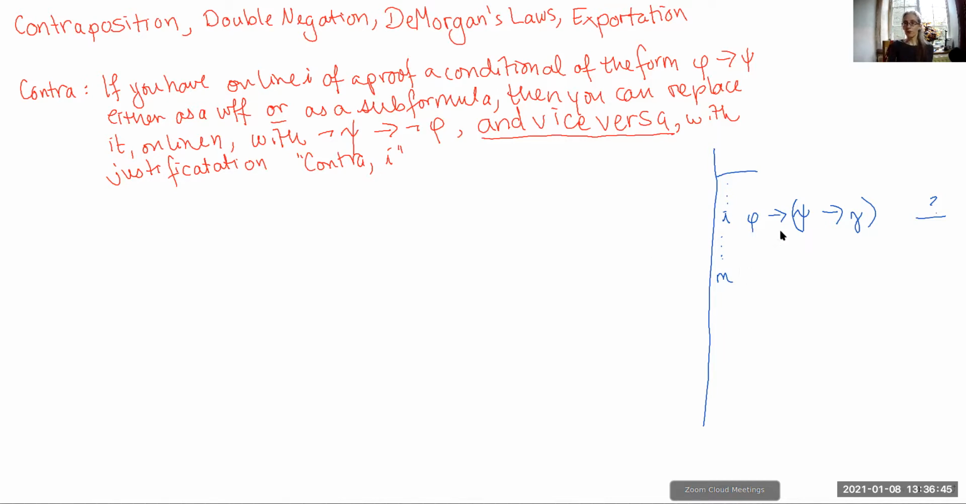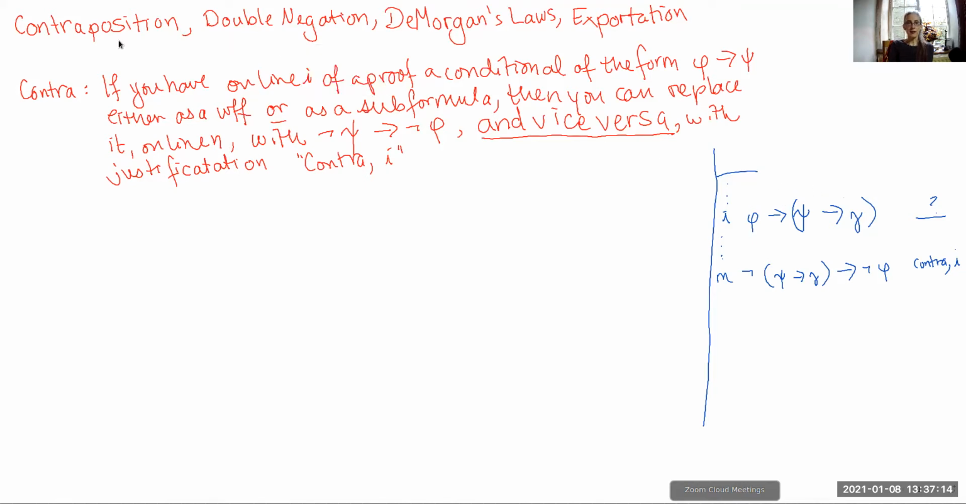So if we were just going to treat this like an ordinary rule and apply it to the main connective, what this would get me is that not psi implies not phi. So this is contraposition, line I, where this is my consequent, this is my antecedent. I swap the two and I put negations on both.